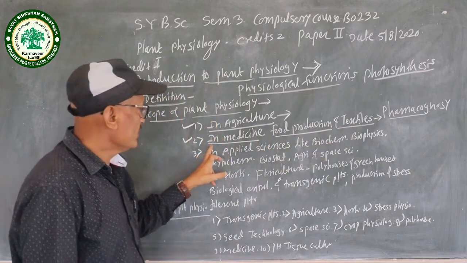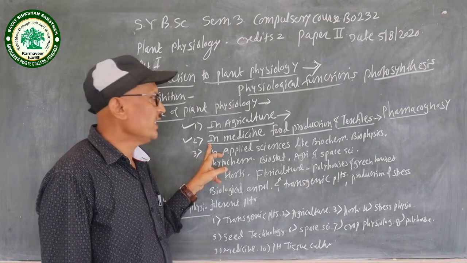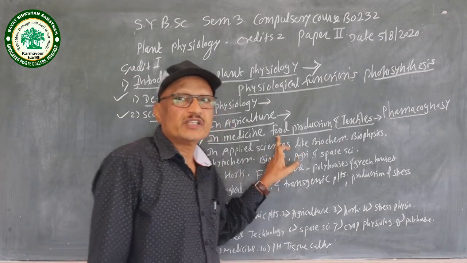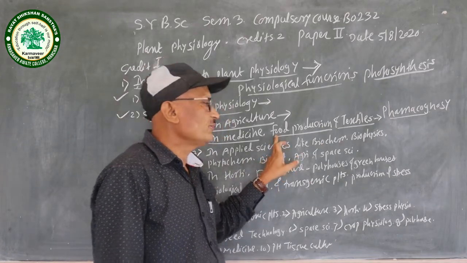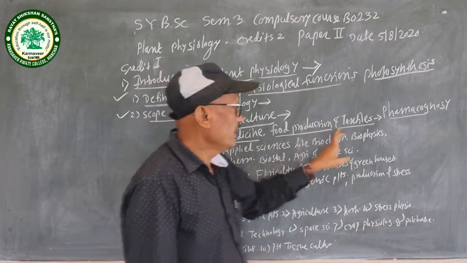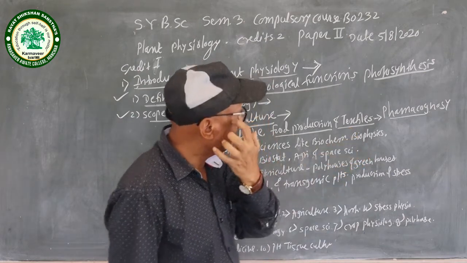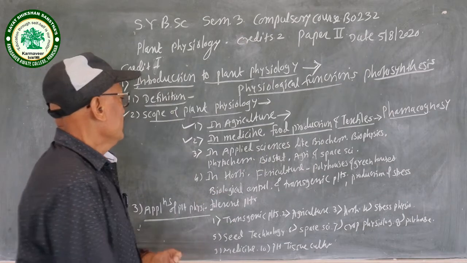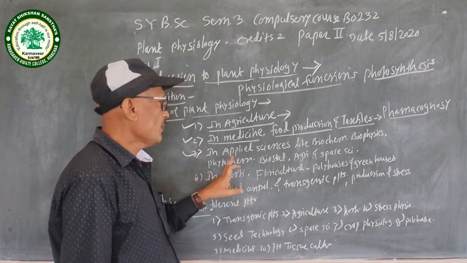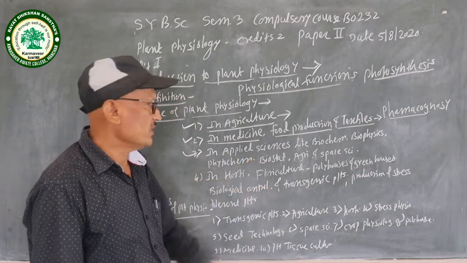That is why the knowledge of plant physiology is applicable in modern medicine produced from plants, that is Ayurvedic plants or medicinal plants; in food production, especially fodder for animals and food for human beings; and in the industry, especially the textile industry. Now third, knowledge of plant physiology is applied in pure sciences as well as applied sciences.